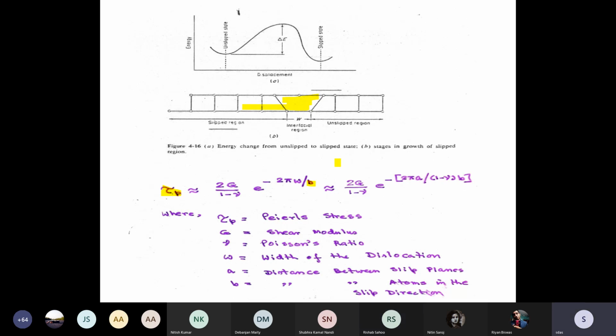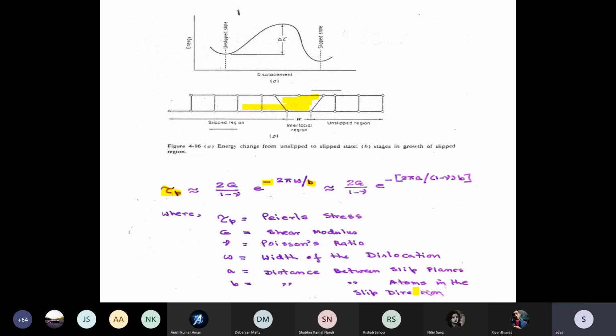Small. Minus 2 pi w by b. It would be reduced. It will get minimized, less and less. Tau p will be very big, since it is in the denominator, 1 by e to the power 2 pi w by b, because there's a minus sign here. So if the Burgers vector is small, the Peierls stress will be less. So that's the reason slip takes place in the closed pack direction.